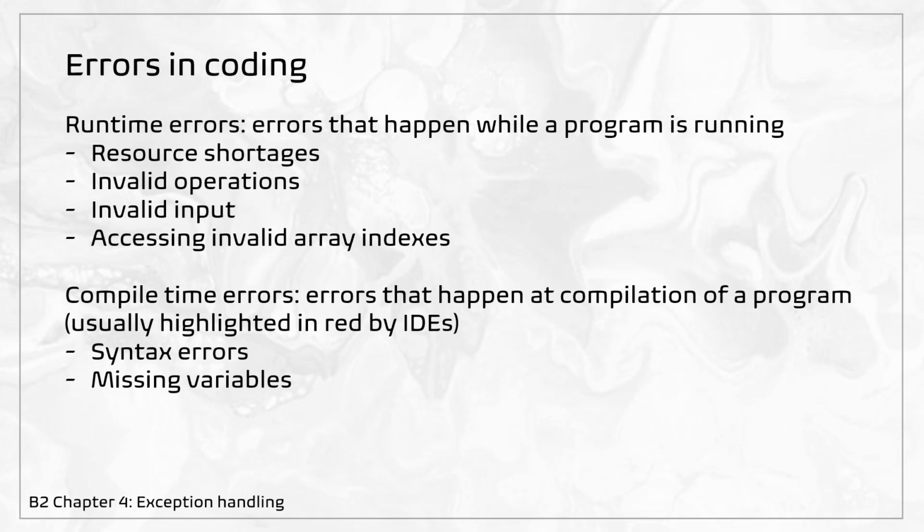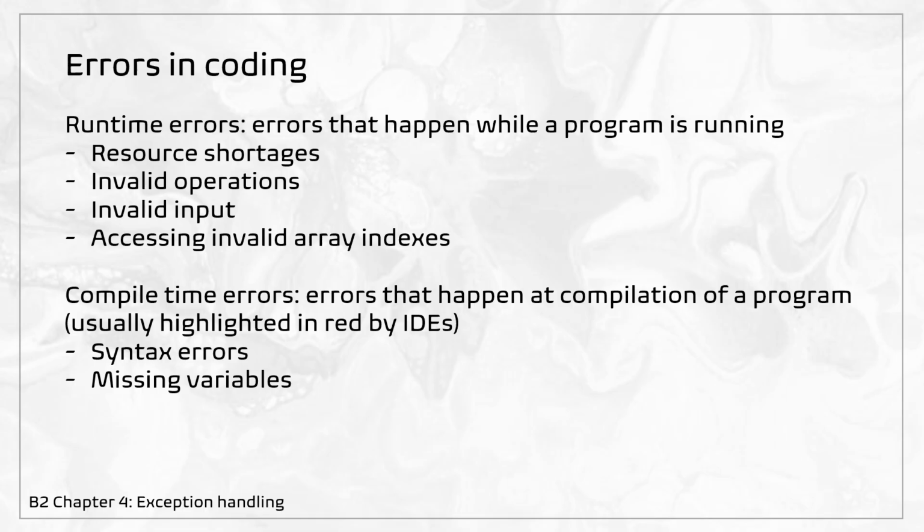Before we get into the new syntax in the chapter, let's talk about errors. In coding, there are 2 kinds of errors. Runtime errors are errors that happen while the code is running. This is different from compile time errors, which are errors in the actual code, like incorrectly writing syntax or using uninitialized variables, preventing the code from running at all. Examples of runtime errors include resource shortages like memory, invalid operations, invalid input, or trying to access array indexes that don't exist.